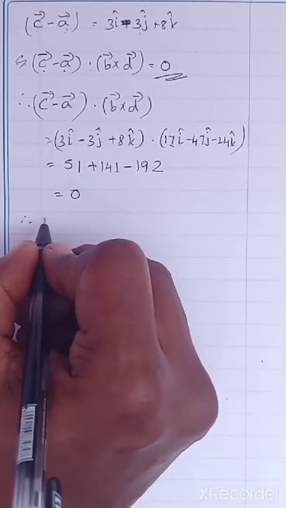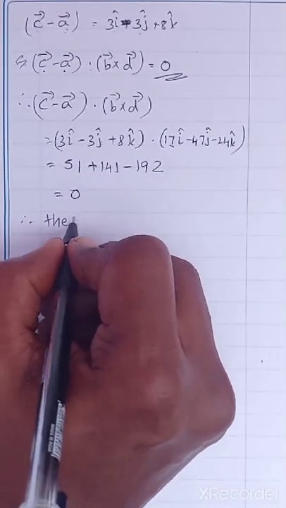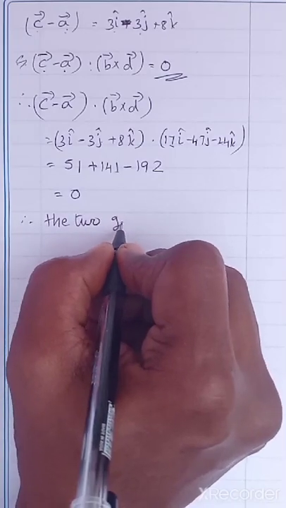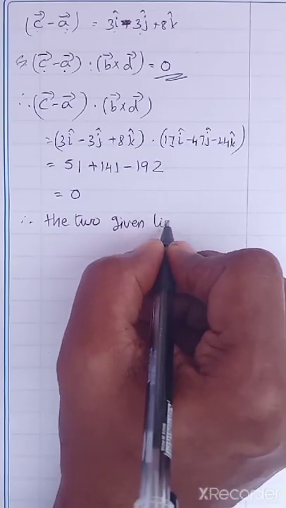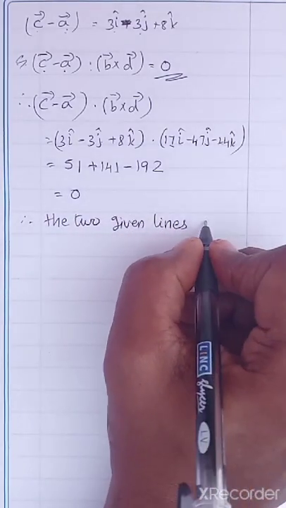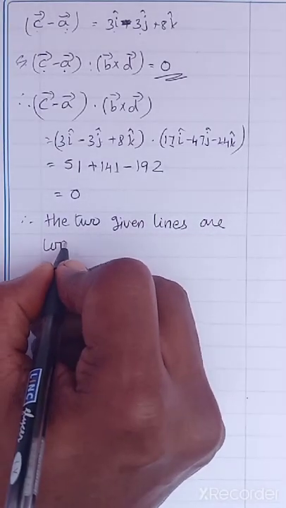So what can we conclude? Therefore, the given two lines are coplanar. Is that clear?